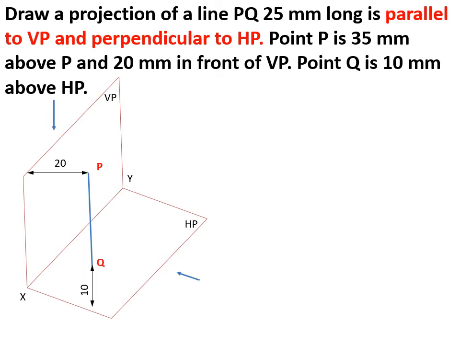Now you can read the question. Point P is 35 mm above HP and 20 mm in front of VP. So point Q is 10 mm above HP. So 10 mm above HP is satisfied. P should be 35 mm above HP. So what is the length of the line? 25. Another 10 mm is above HP. So 10 plus the length of the line, 25, gives 35 mm above HP, the point P. And P is 20 mm in front of VP.